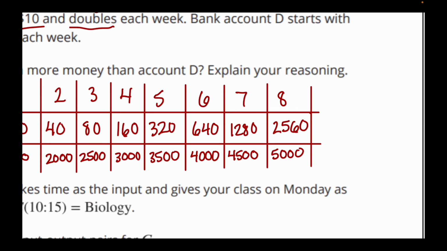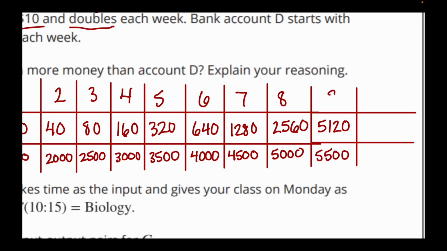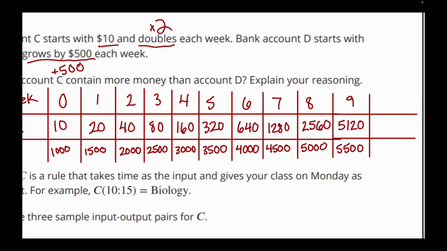We're getting closer. I'm going to extend my table a little bit here. I didn't know how long I was going to need, but apparently longer than I thought. So now 2,560, if we double that, we get 5,120. Okay, so I've almost caught up, but this one is going to be 5,500. And that's after 9 weeks.